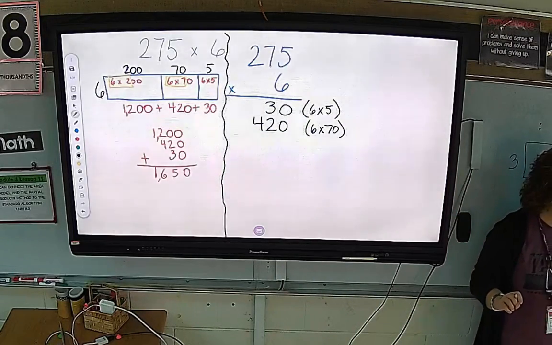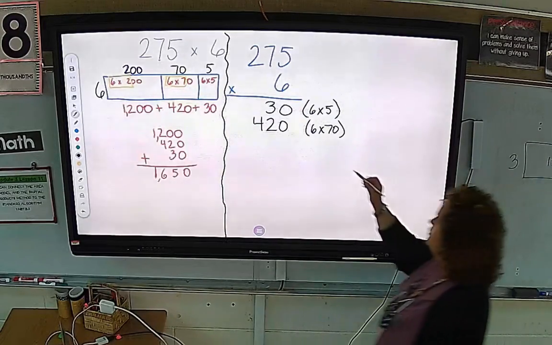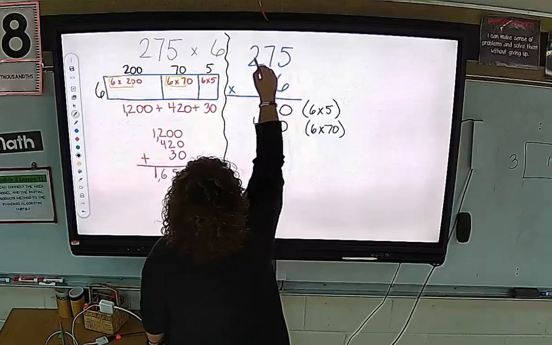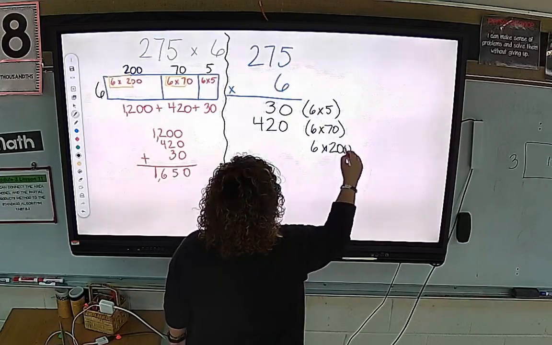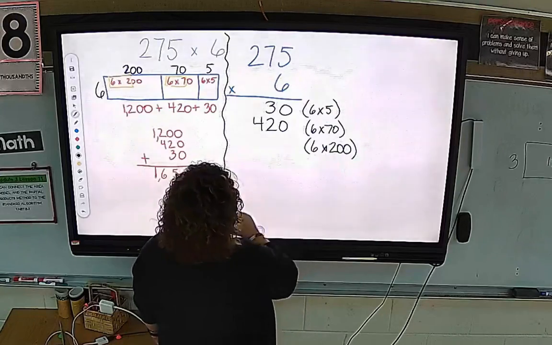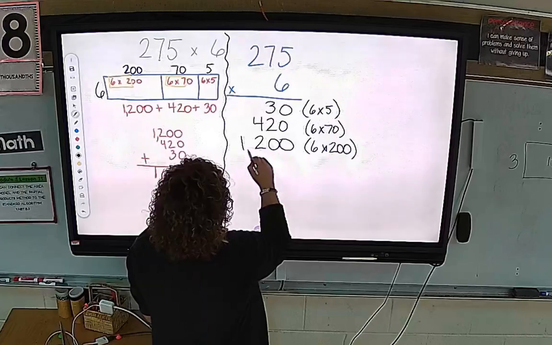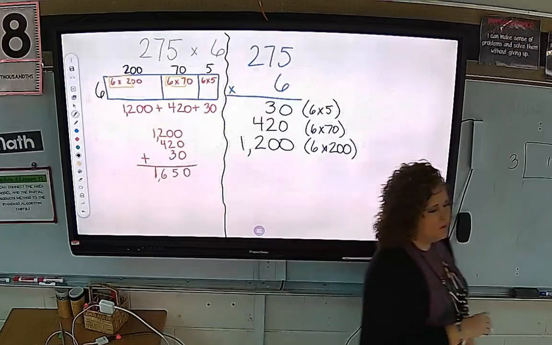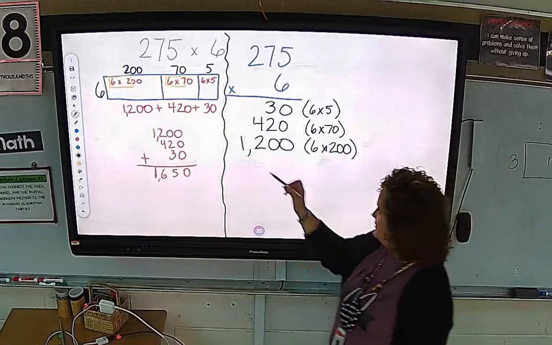Everybody see what we've done so far? What would the next part be? 6 times 200. Because it's not just a 2 there, it's a 200. Well, that's supposed to be a multiplication sign right there. And that would be 1,200. What do we do with all those parts and pieces? Add them up.